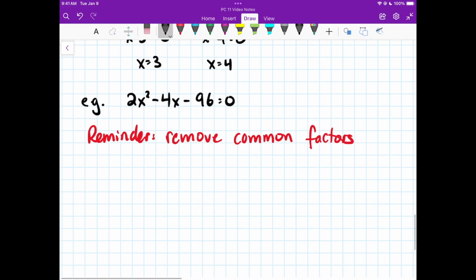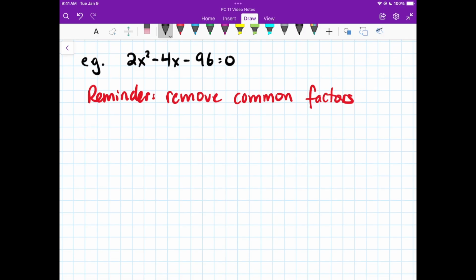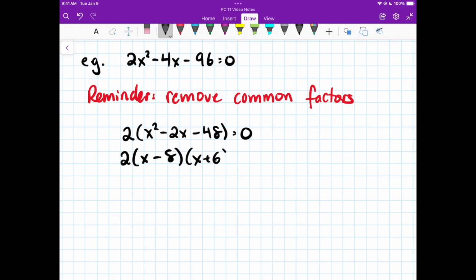So in this case, if we look at 2, 4, and 96, we are going to be able to take out a 2, which is going to leave me with x squared minus 2x minus 48 equals 0. And that is going to be a lot easier to factor because we don't have to worry about an a value anymore. So multiplying to negative 48, adding to negative 2, that is going to be negative 8 and positive 6.